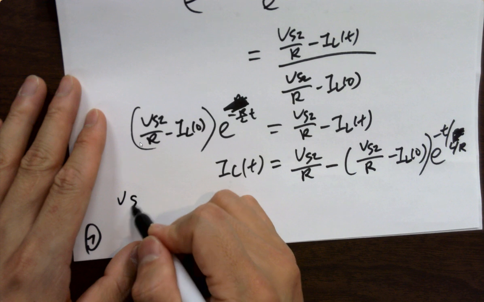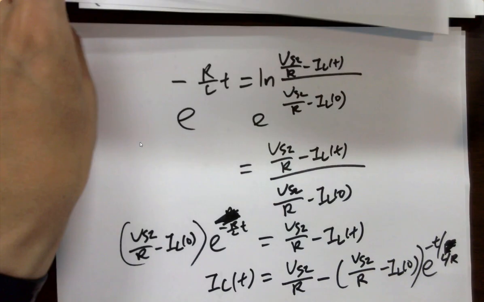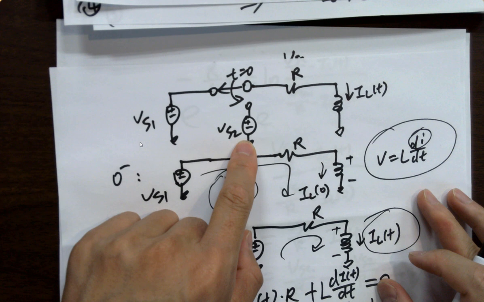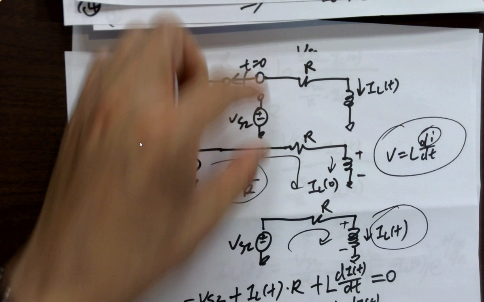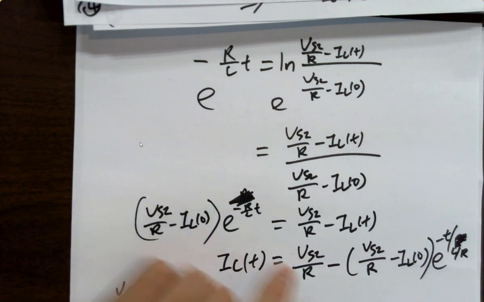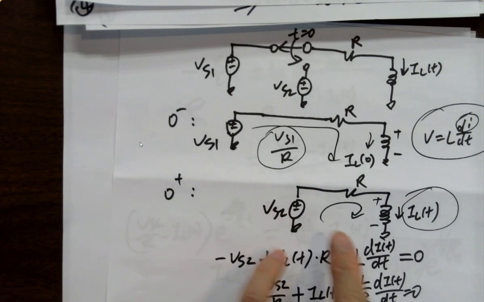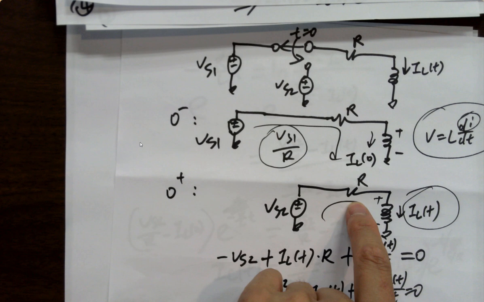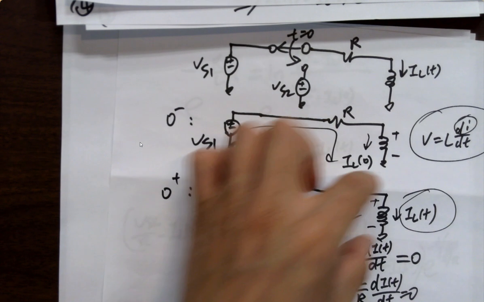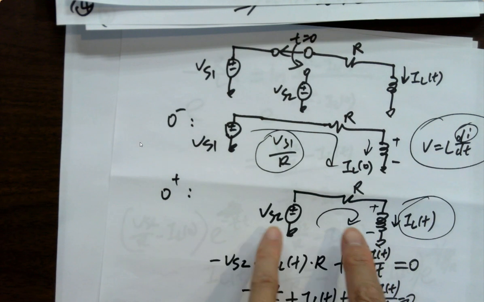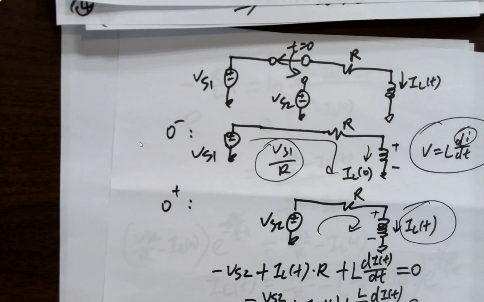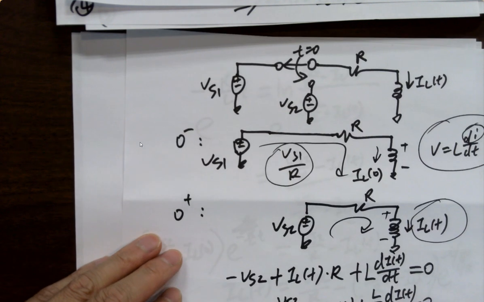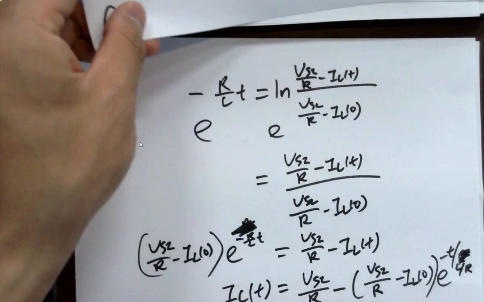So VS2 is what? Is that VS2 V infinite? It is, right? So VS2 over R is what? That's the final voltage over a resistance. So VS2 over R, because eventually after 100 years, this becomes a wire. So VS2 over R is what? It's I infinite, right?